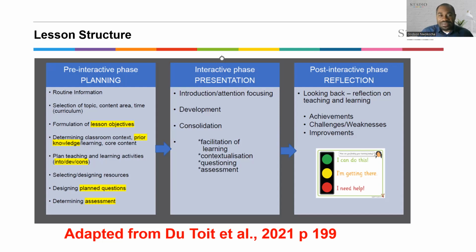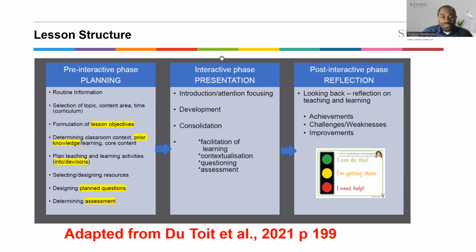So in that pre-interactive phase, that's where you use a particular lesson plan template, like we have the Stadio lesson plan template, to put in the written information, the CAPS page number, the duration of the lesson. You put in information, the topic, the concept you're going to teach, and all of that. Okay, you think about things like the formulation of lesson objectives or learning objectives. You think about prior knowledge, what learners know about the topic, the core content you're going to cover.